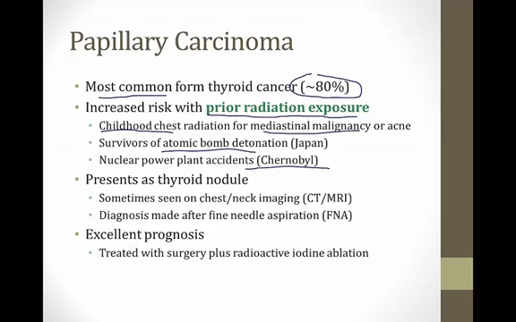This cancer often presents as a painless thyroid nodule. It's often picked up by a physician or sometimes the patient, and sometimes it's even picked up by chest or neck imaging. For example, if the patient has a CAT scan or an MRI of the chest, sometimes the neck can be visualized and a thyroid nodule will be noticed. The diagnosis is often made after a fine needle aspiration is performed and the characteristic histology is shown, which I'll show you in a minute. This cancer has an excellent prognosis. It's treated with surgery to remove the thyroid gland plus radioactive iodine ablation to ablate any residual thyroid tissue.